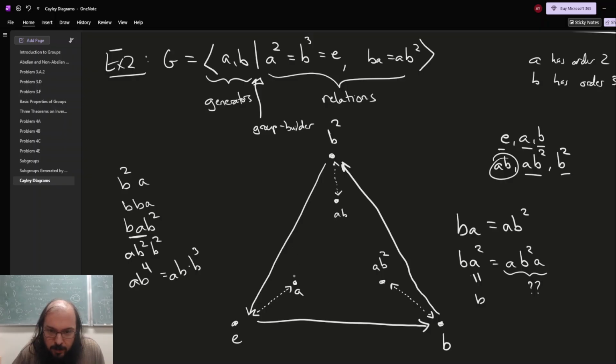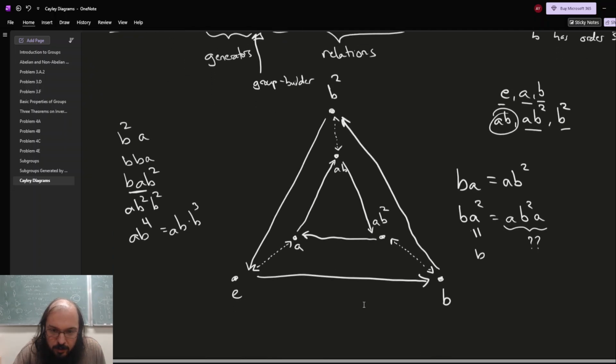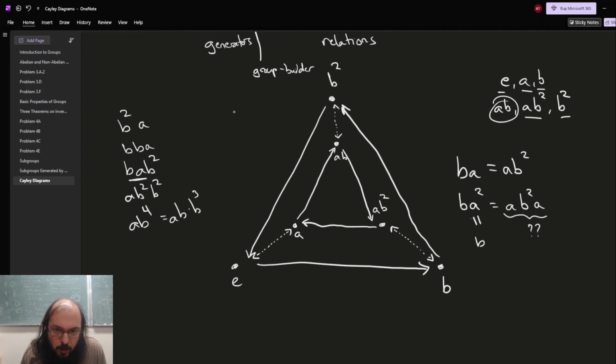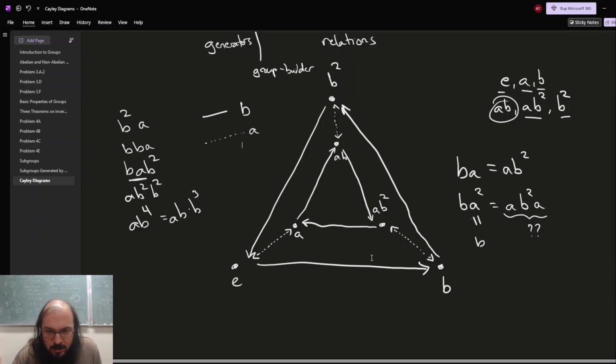So what I have to do is I have to multiply by a on the right. That gets me ab, which points up here. ab points to ab squared. And then ab squared points back to a because you get ab cubed, and b cubed is the identity. So you see, this picture is a pretty nice little diagram with solid lines. Maybe we didn't write a little legend for this anywhere, but we have solid lines for b and dotted lines for a.